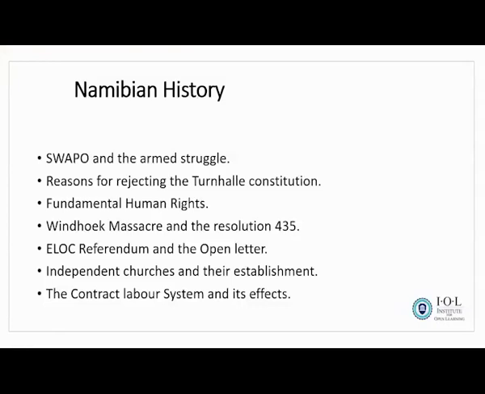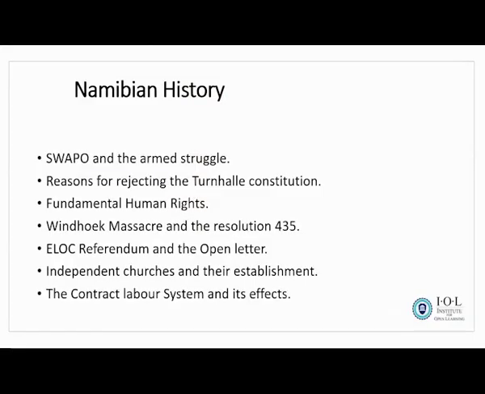You are also requested to know the event of the 10th of December 1959, which is the Windhoek Massacre. You are expected to know exactly what the massacre is. That is one thing that students do not get to know. If you want to score more marks, you should know what the massacre is. You should know when it happened, the reason why it happened, and how it happened. And the last thing here, you should know the consequences. What happened after this event?